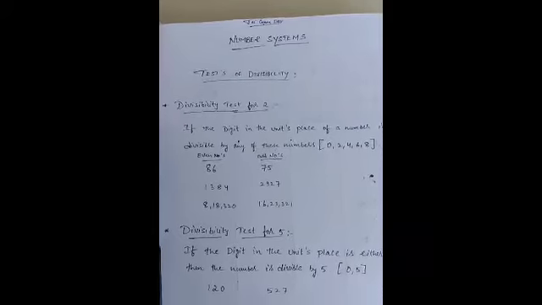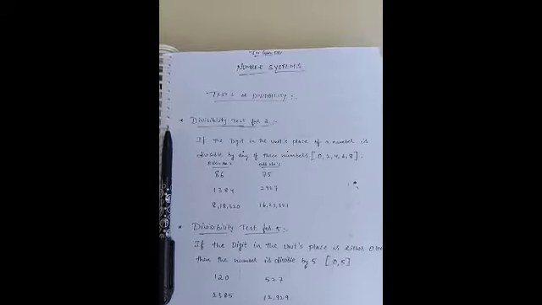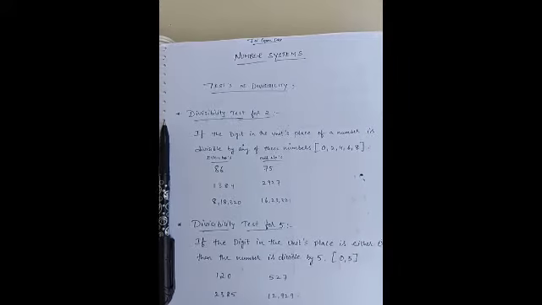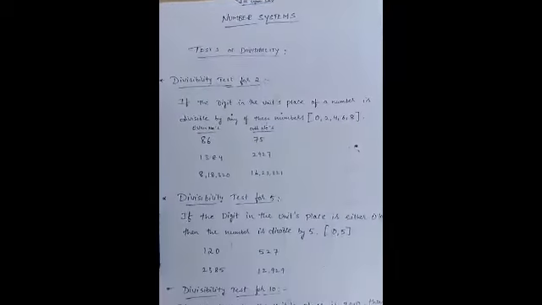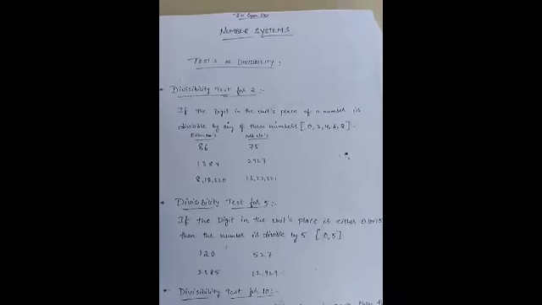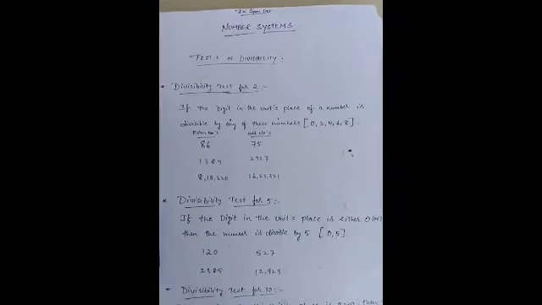Sometimes the numbers are very big and we want to know what number exactly divides this big number. In these cases, instead of performing the whole division, we can apply some tests to find out whether a particular number divides the given number or not. And these tests are known as divisibility tests.